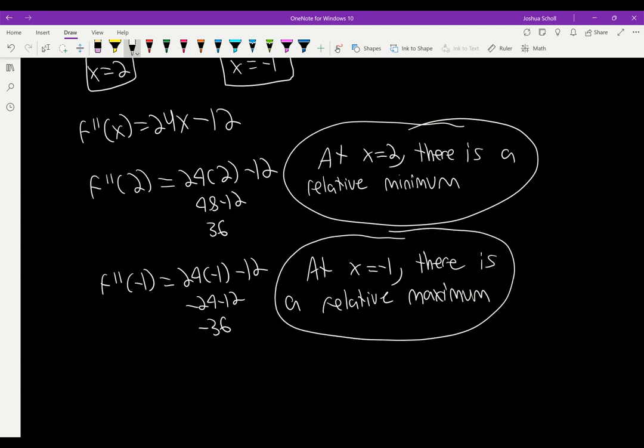So if the second derivative is greater than 0, we know it's a relative minimum, and if the second derivative is less than 0, we know it's a relative maximum.